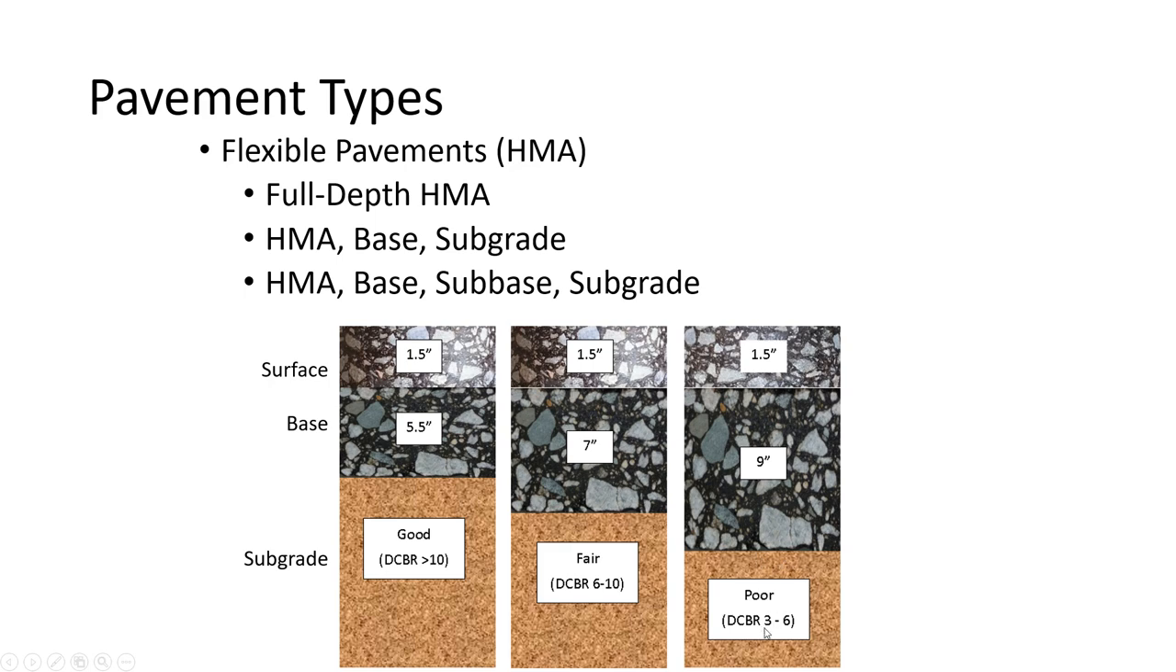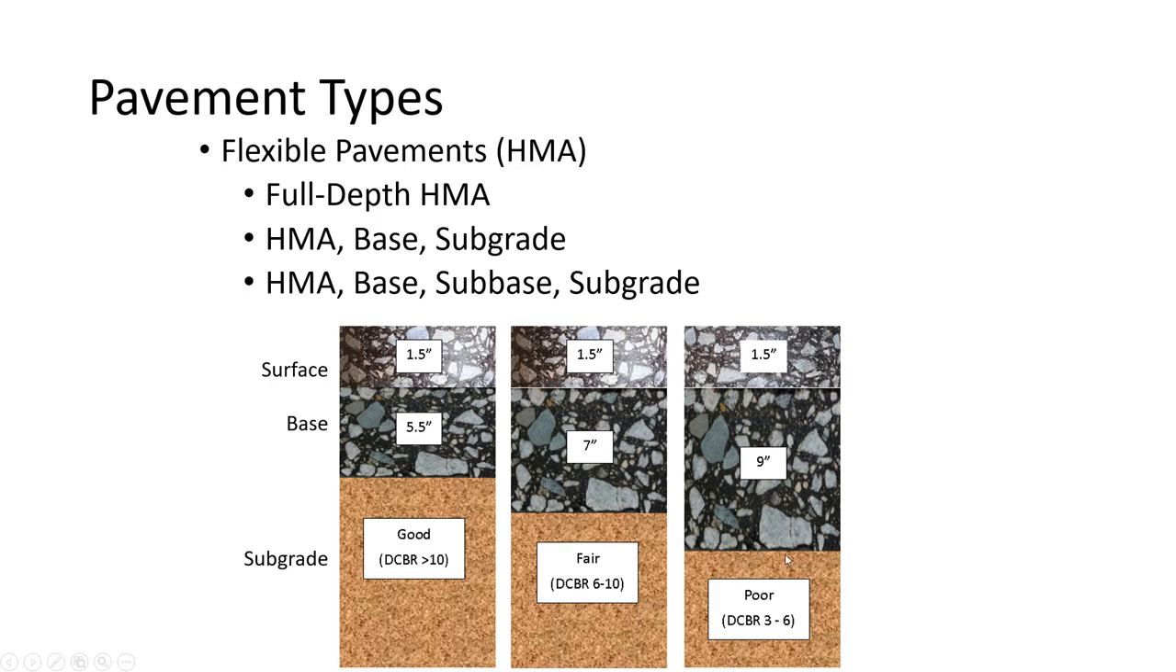All right, and so CBR is a nice quick number you can look at, and you know how close you are or how good or how bad that soil is, right? So if you have a 10, you're in a pretty good soil, and you don't need as much pavement for it, because it can handle a higher load right here at this interface. 3 to 6 is not very good, right?